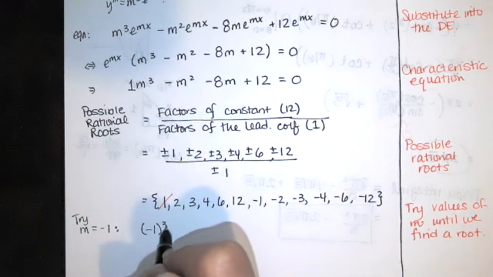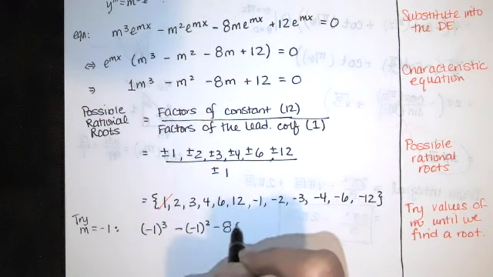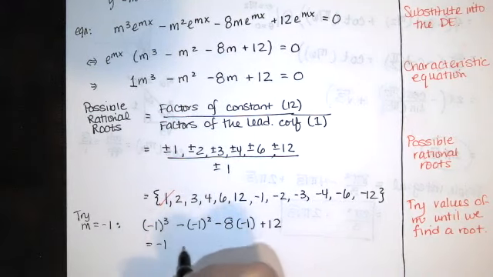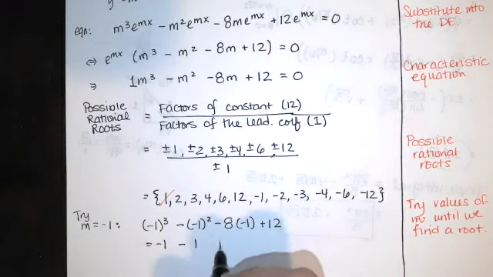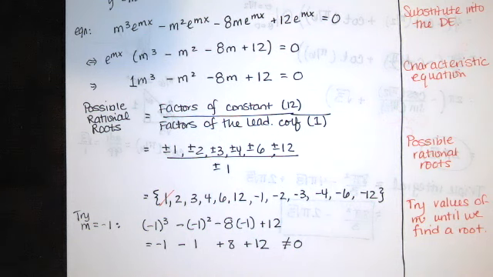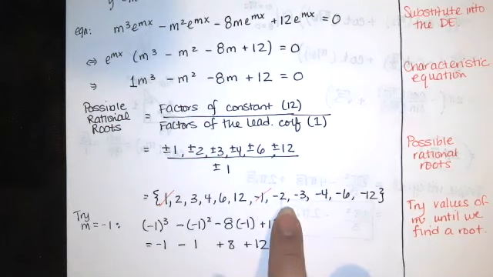So we have negative 1 cubed minus negative 1 squared minus 8 times negative 1 plus 12. So that's negative 1 minus a positive 1 plus 8 plus 12. Well, that's 20 minus 2. It's not equal to 0. So m equals negative 1 is not a root. What about 2 or negative 2? Let's try 2.